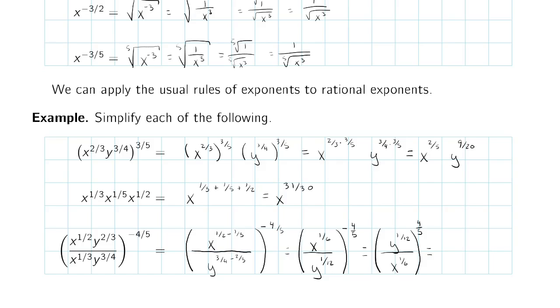Applying that 4/5 power to my numerator and denominator, I'll have y to the 1/12 times 4/5 over x to the 1/6 times 4/5, which is going to give me y to the power 1/15 over x to the power 2/15. And that's what that simplifies to. So we're just applying our usual exponent rules. It's just that in applying these rules, we have to add, subtract, and multiply fractions.